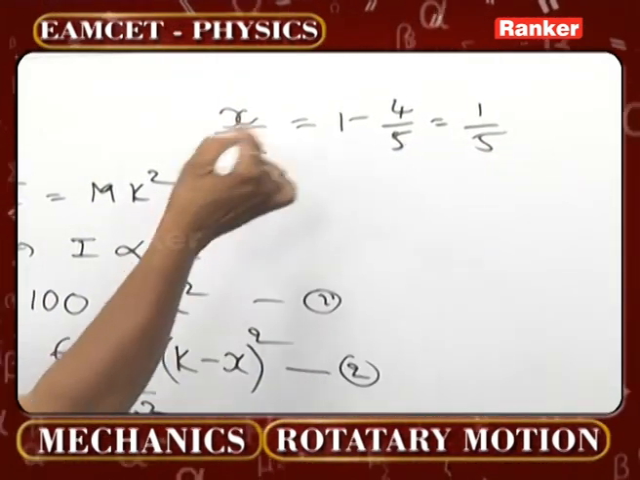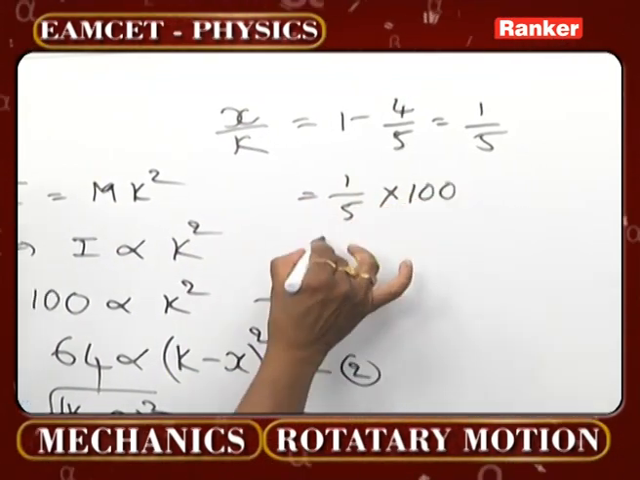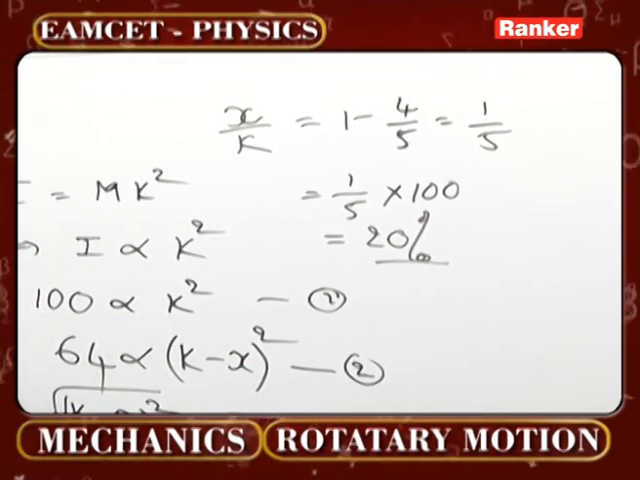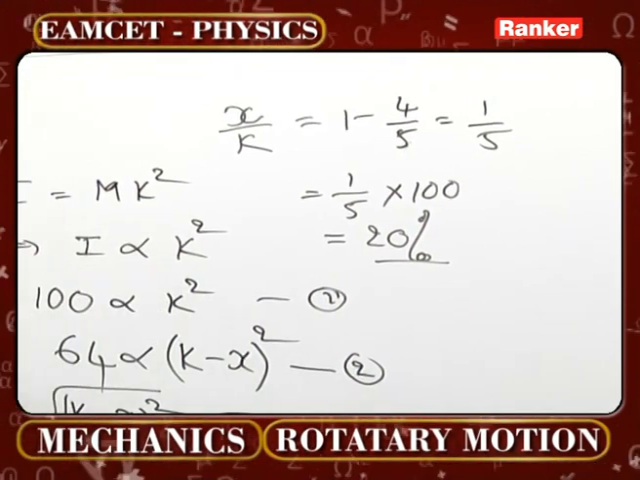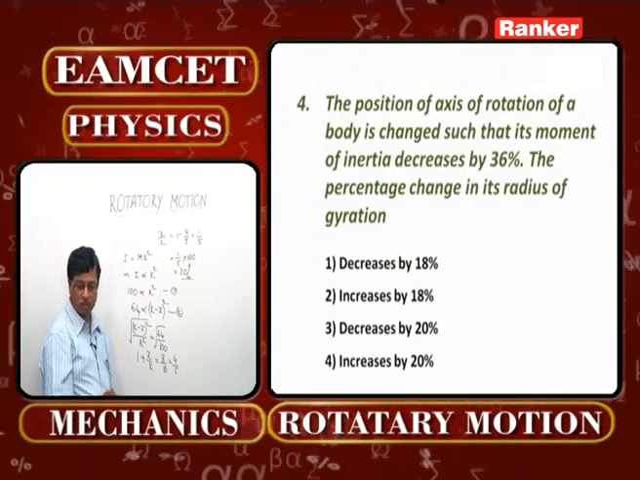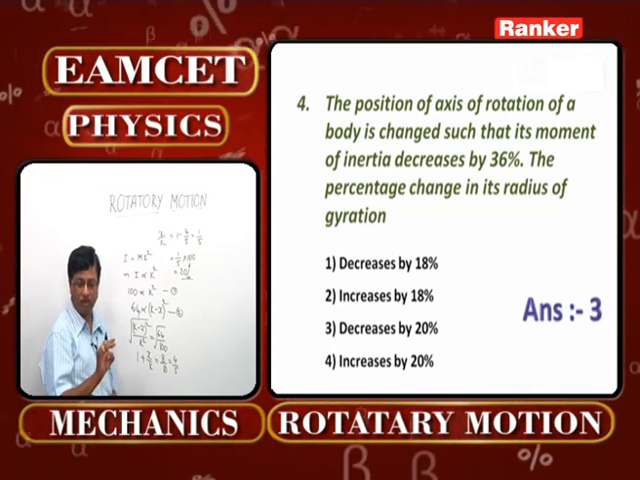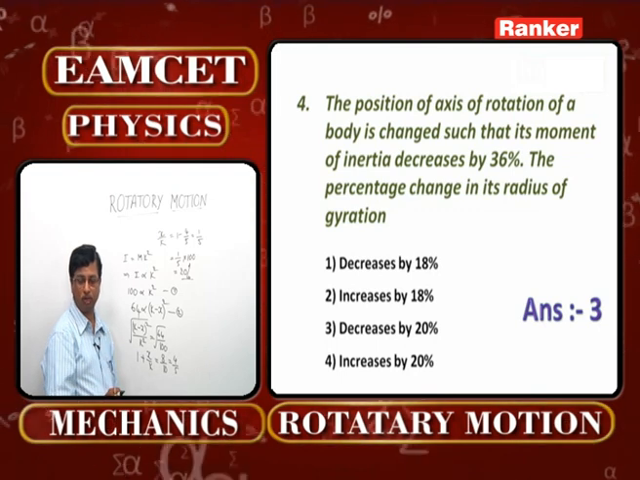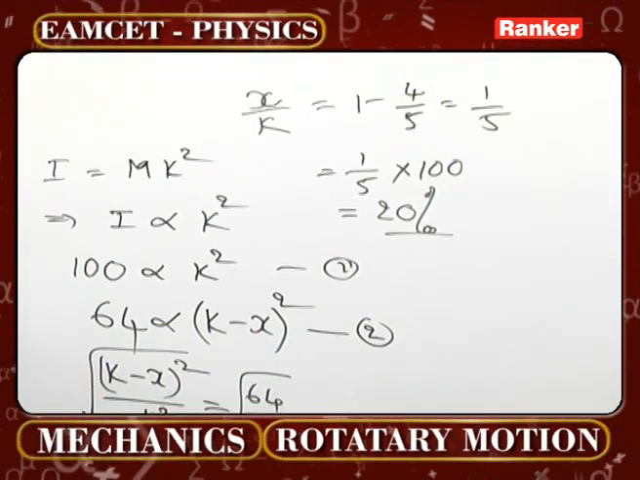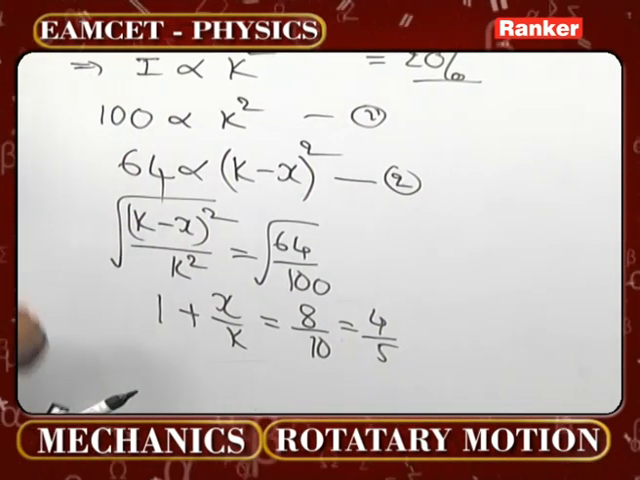Now I want the percentage change. That means what should I do? This value I should multiply by 100. How much am I getting here? 20%. 20% what? Since these two are directly proportional to each other, since I is decreasing here, k also should be decreased by 20%. That means what is the correct option over there? It decreases by 20%. That is the third option, the correct option for this particular question. This model is a very commonly asked model in different entrance examinations, in different chapters of physics as well. Not necessarily in the same chapter, you can be asked this model of question.